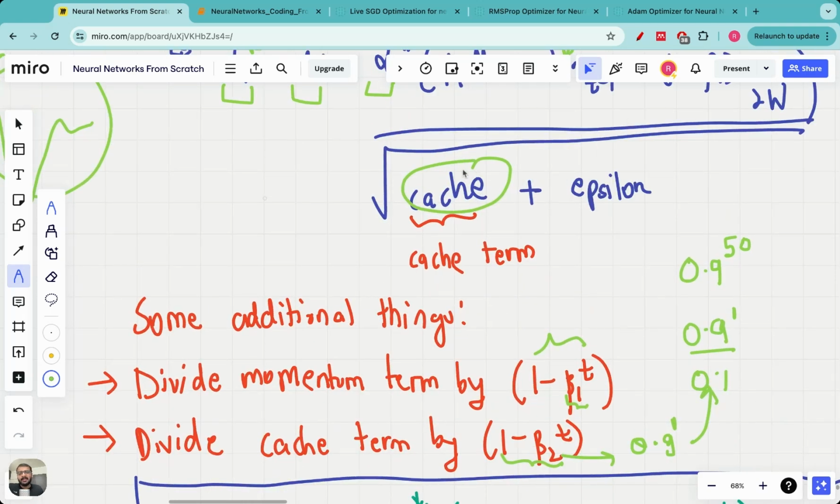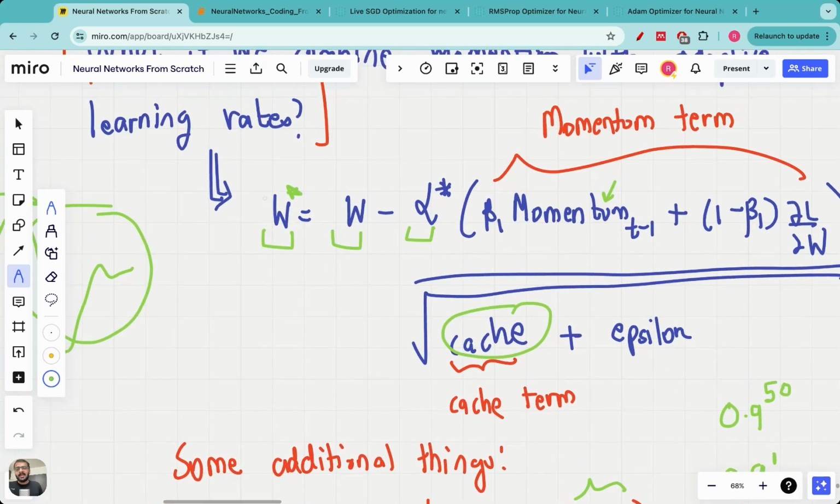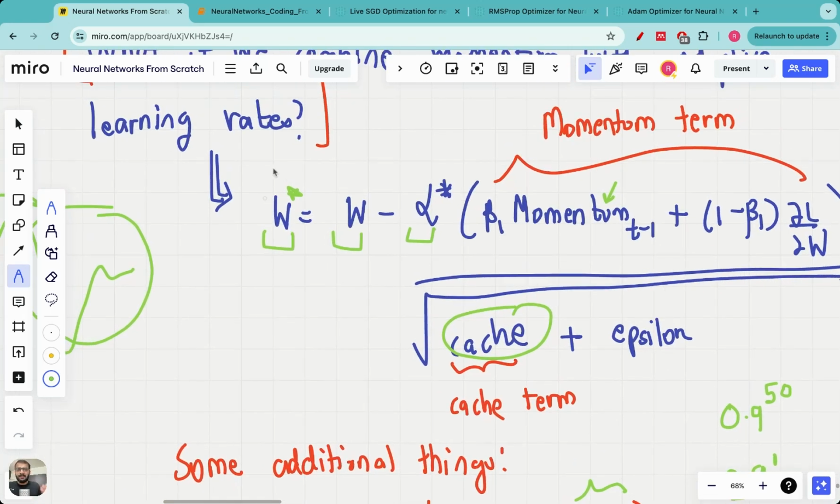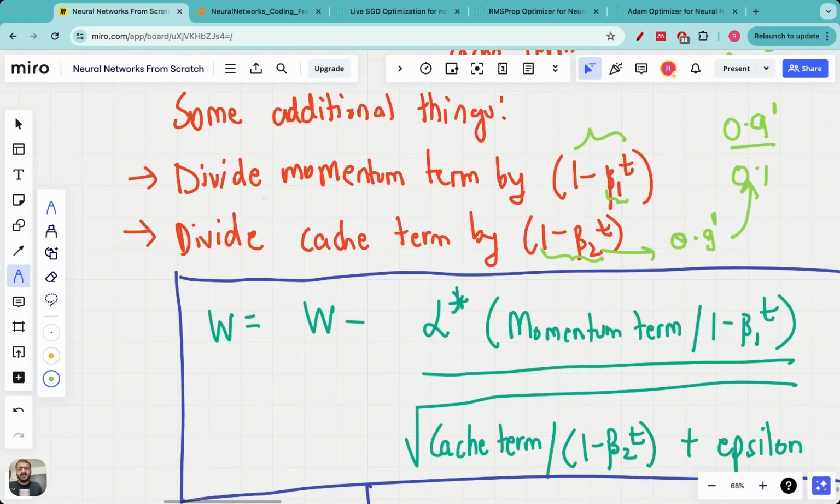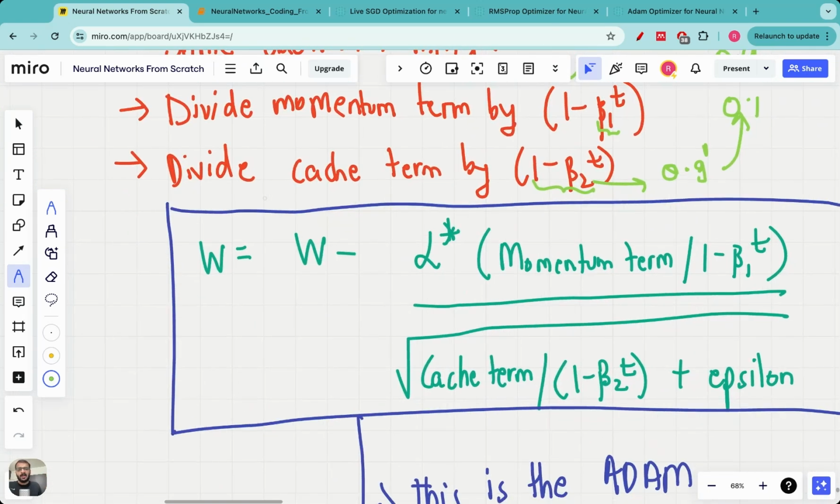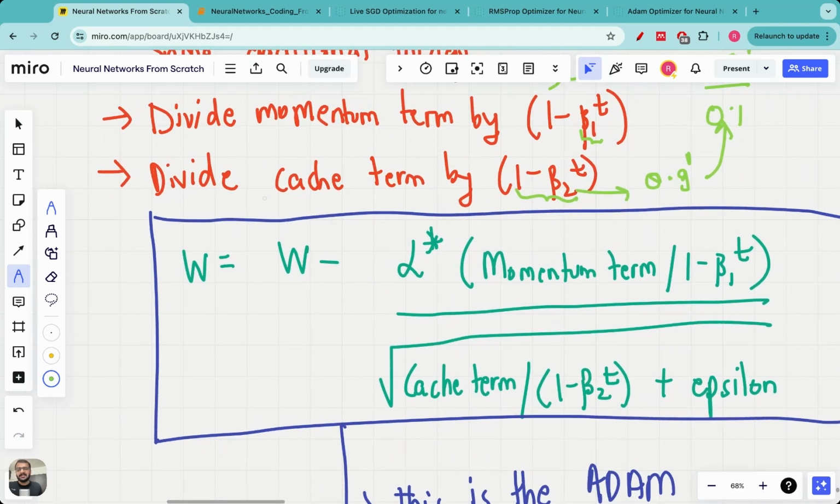So then it will be dividing the cache term by 0.1, which is multiplying it by 10 times. Again, that will ensure that the weight updates are happening in the initial iterations. Combining these two things, we ultimately get the final formula for the Adam optimizer weight updates. So W is equal to W minus alpha into momentum term divided by 1 minus beta 1 raised to t.